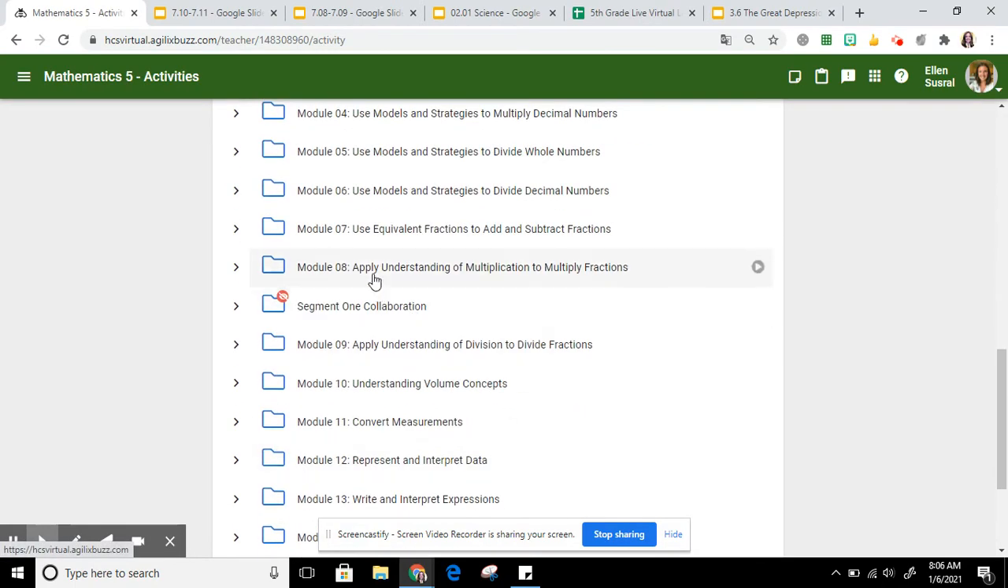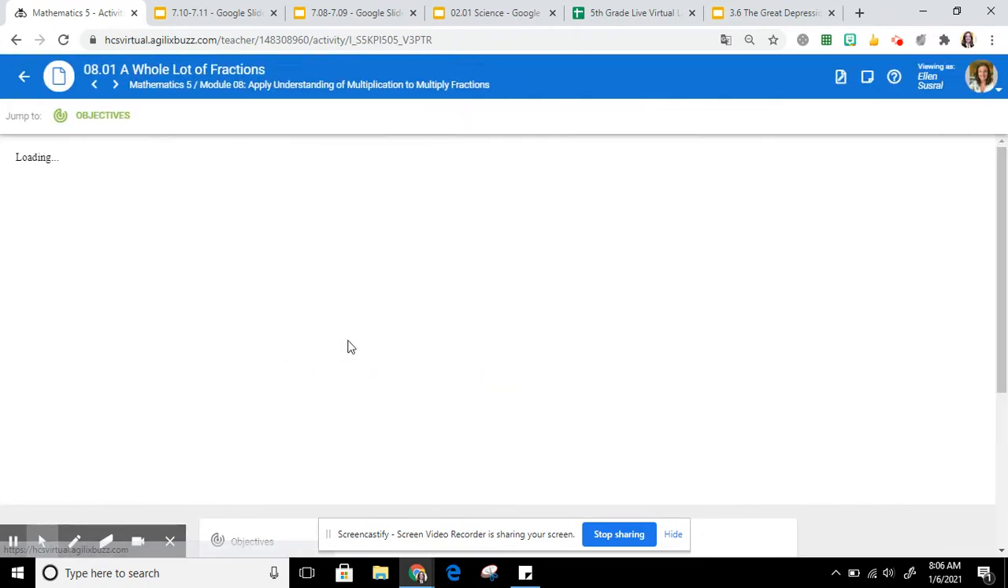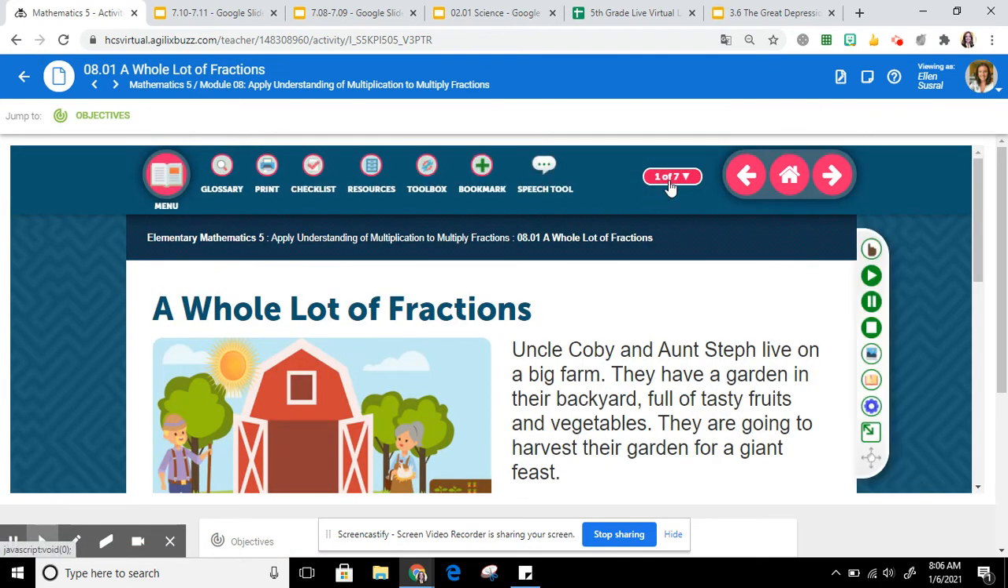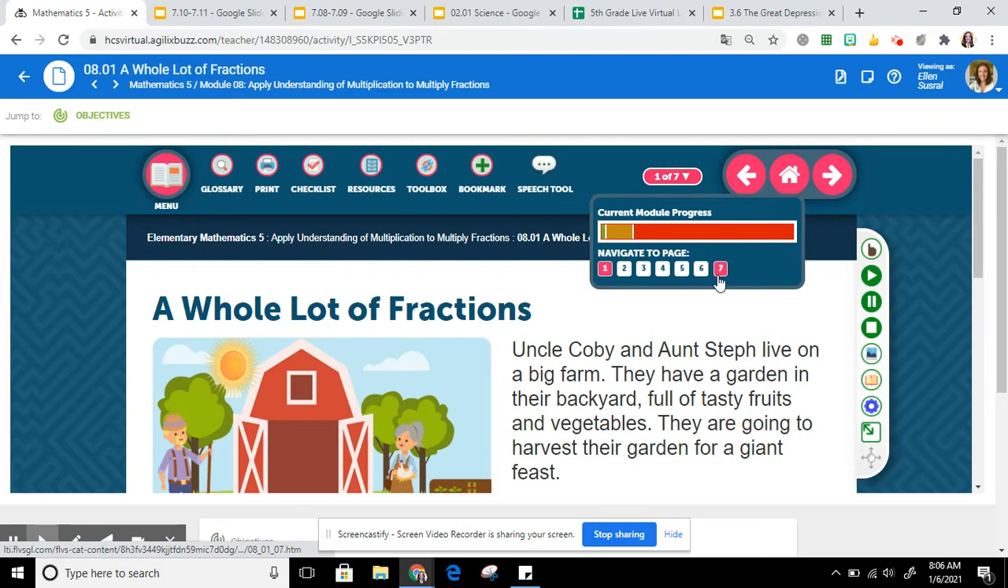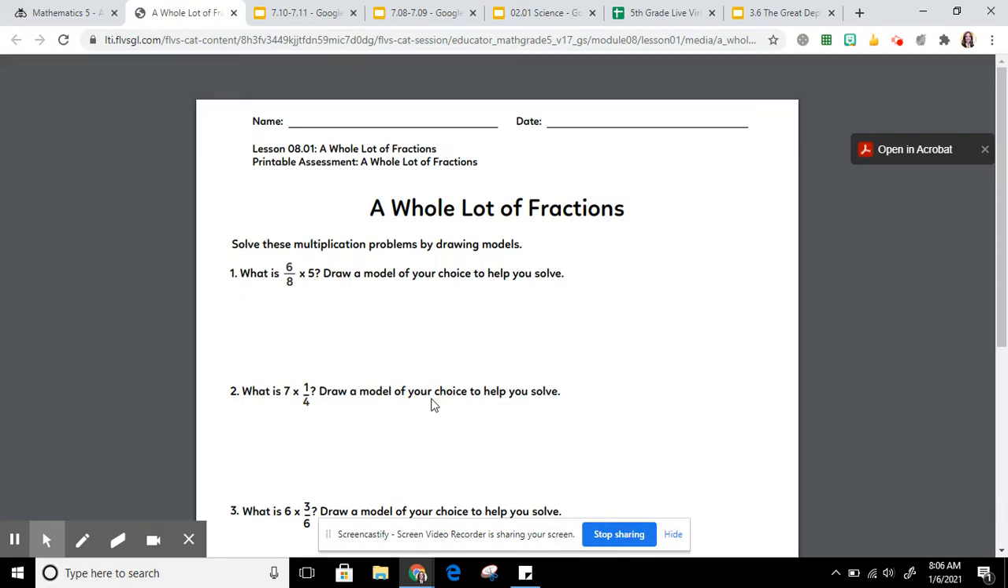I'm going to scroll down to module 8. We're looking for lesson 801, a whole lot of fractions. This is a 7-page lesson, so make sure you go through all 7 pages, look at the examples, work through any example problems. Your assignment is on the last page of the lesson, page 7, a whole lot of fractions. It's a 5-question worksheet where you are multiplying a fraction by a whole number, and they're wanting you to draw models to represent that multiplication and showing how to multiply a fraction by a whole number.